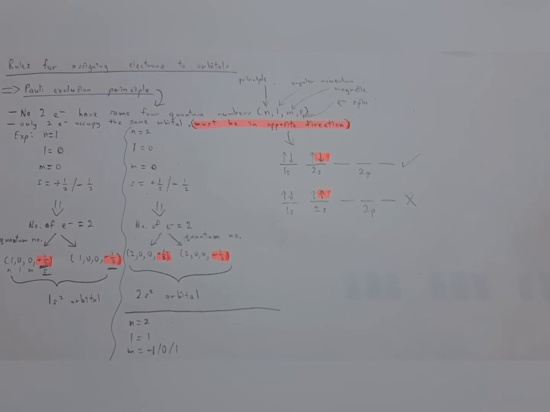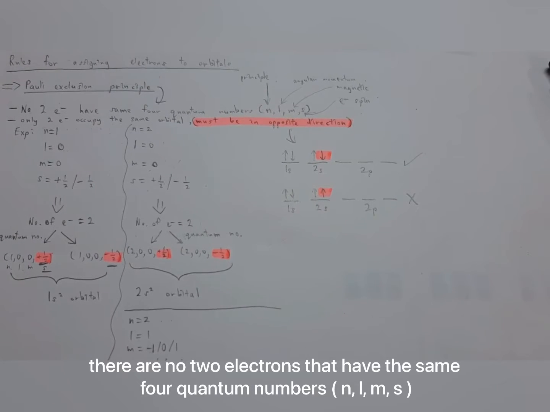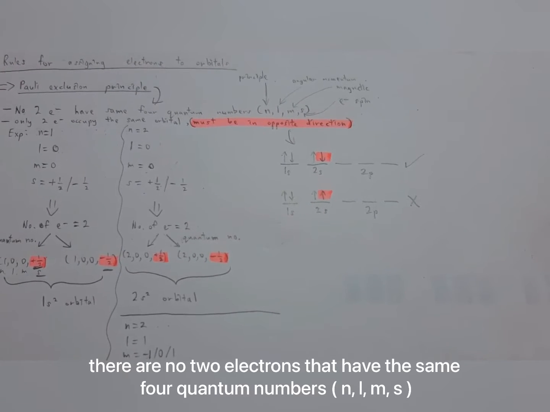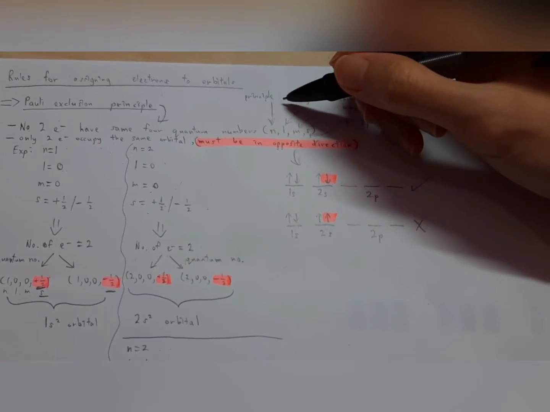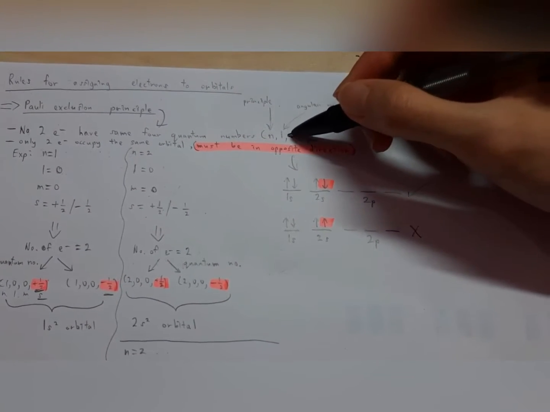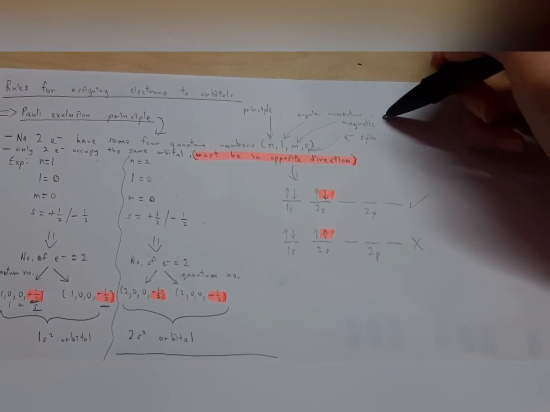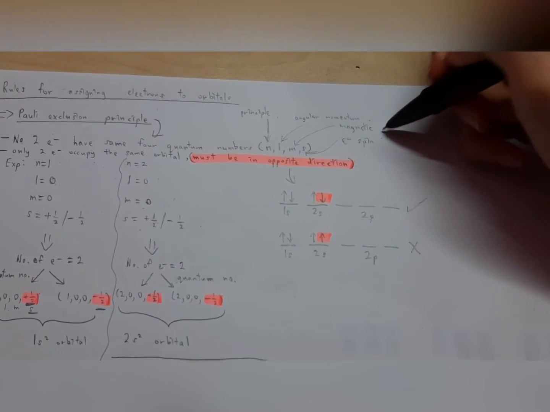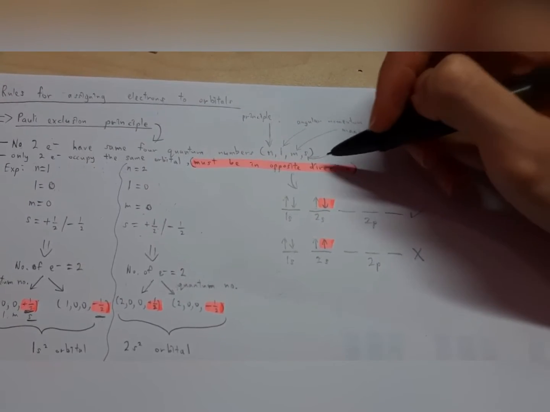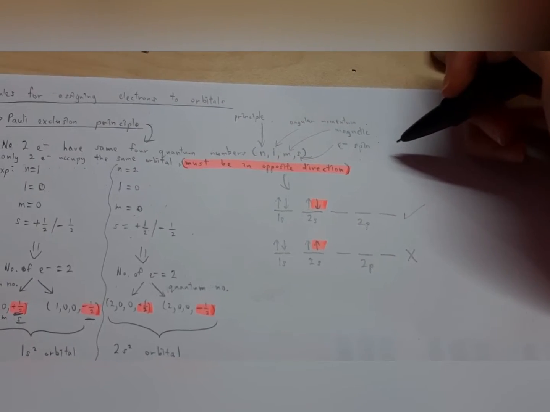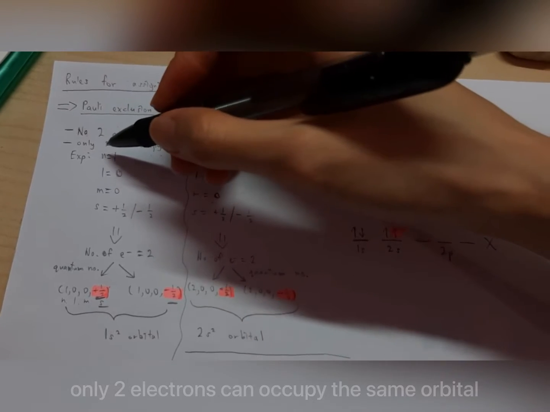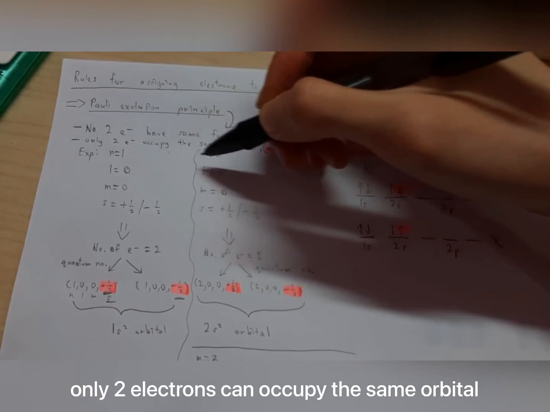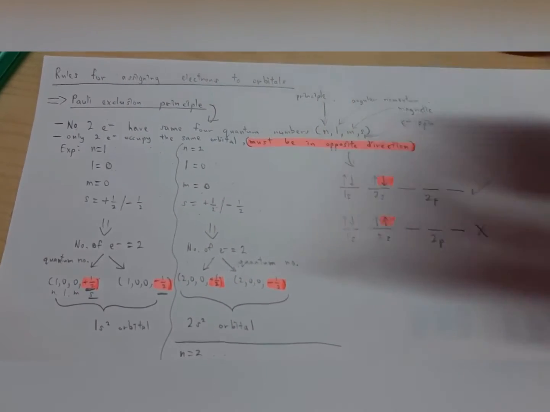This principle states that no two electrons have the same 4 quantum numbers, n, l, m, and s. n is the principal quantum number, l is the angular momentum quantum number, m is the magnetic quantum number, while s is the electron spin quantum number. It also states that only 2 electrons can occupy the same orbital.